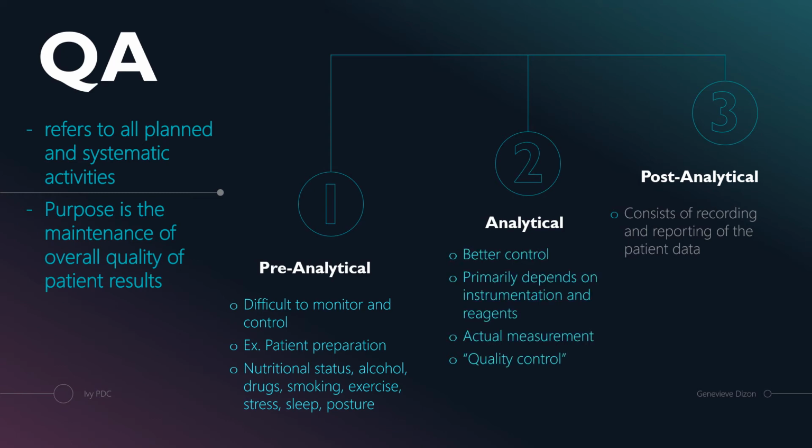Analytical, we would be able to provide better control of. Why? Because these are primarily dependent on the instrumentation and the reagents, and of course, the medical technologists involved in the testing procedure. So analytical involves the actual measurement. So these are the test procedures themselves. Under quality assurance, we have what we call the quality control. So when we say quality control, it is everything involved in the analytical phase.